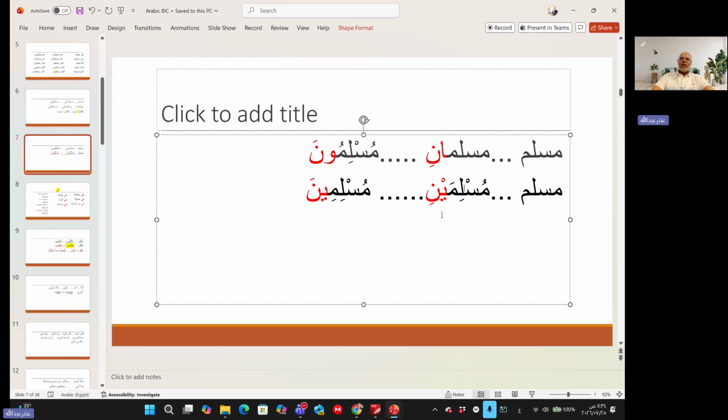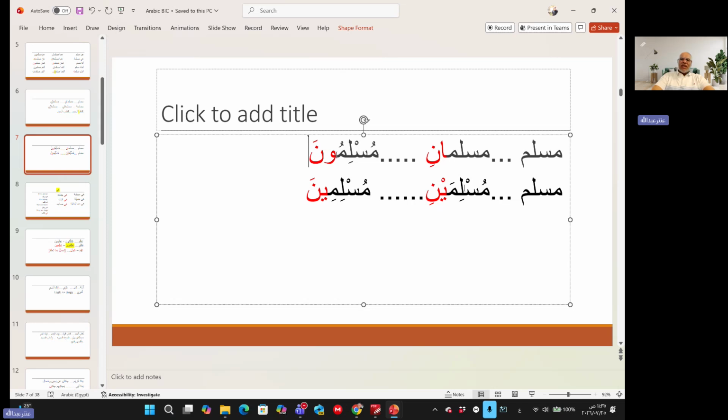The third difference: because this ya is pronounced as a ya, the letter before it has a haraka other than ya. Here, the letter before it must have a kasra, so that it will be easier to pronounce it. Muslimin. If it has a fatha, we cannot say Muslimai. We have to make this bridge, which is difficult. Muslimui. This is difficult. So you have to say Muslimin to work better for it.